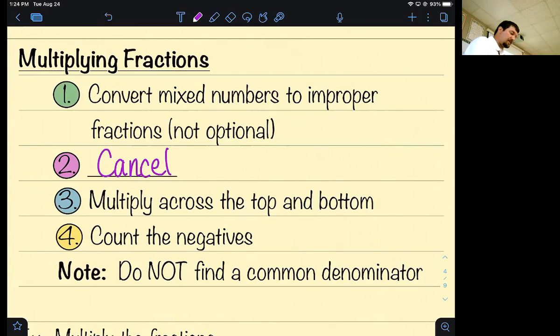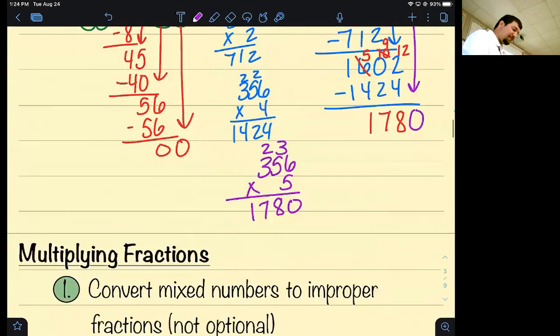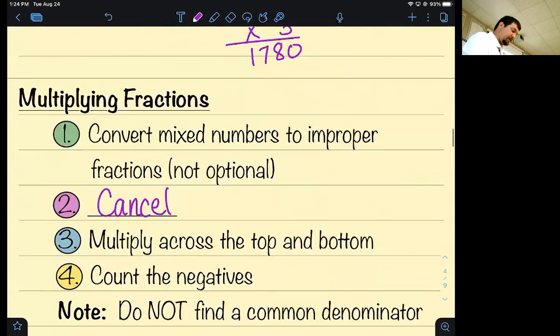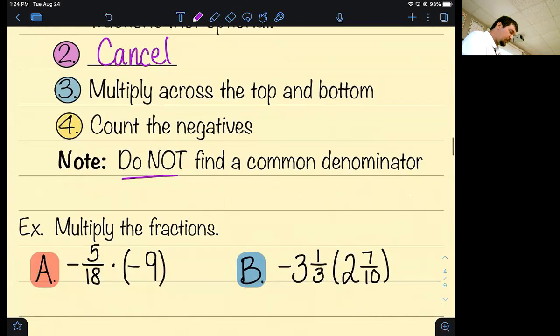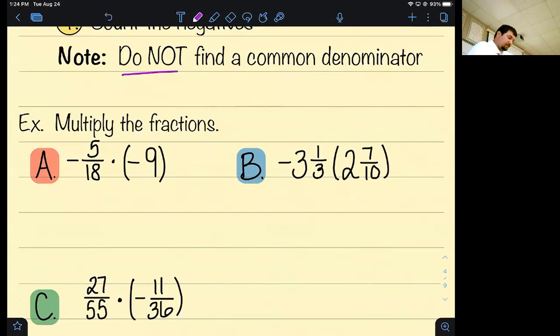Then you're gonna multiply across the top and bottom. You're gonna count the negatives. Did I even do that in the last problem? Yeah, I did. We checked the negatives. I forgot that once already. And then do not find a common denominator because we're multiplying. Just like I said, do not line up the decimal point when you're multiplying. It's just an adding thing. That's just a subtraction thing. It's not multiplying. So let's multiply these fractions.